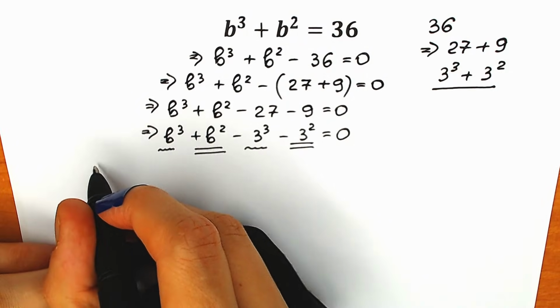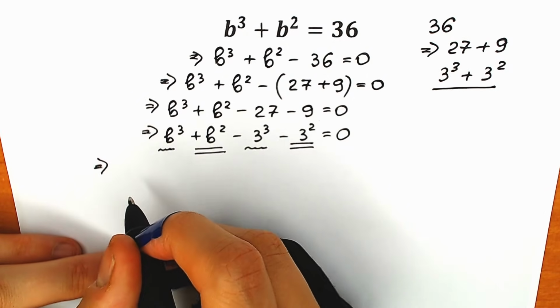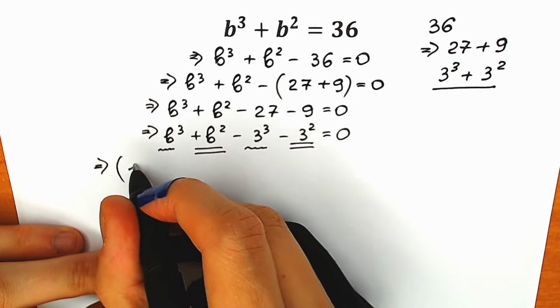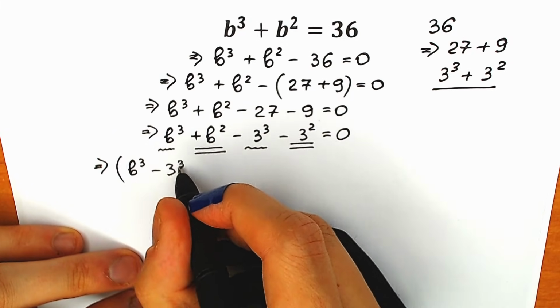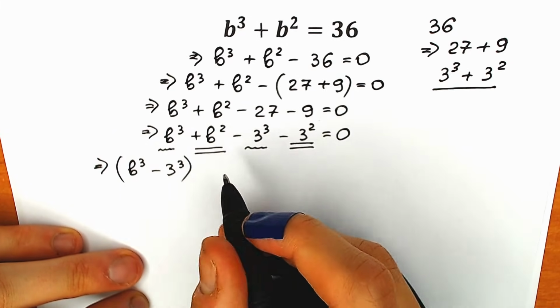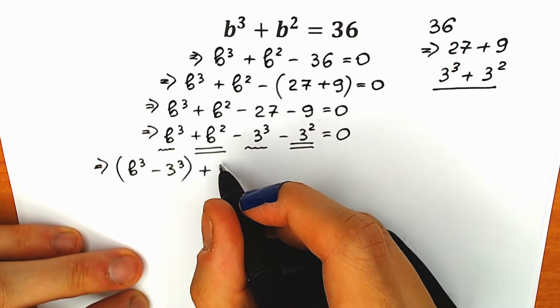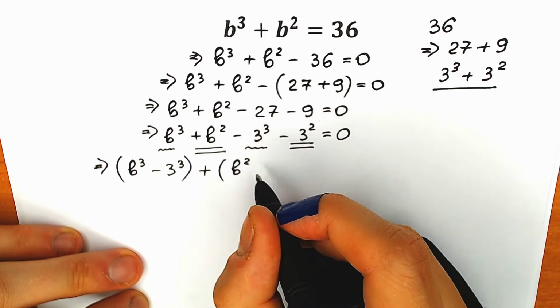In the first parenthesis, right here on the left side, we will have b cubed minus 3 cubed. Yeah, so we have b cubed minus 3 cubed. This is our first parenthesis. Then we have plus b squared minus 3 squared.